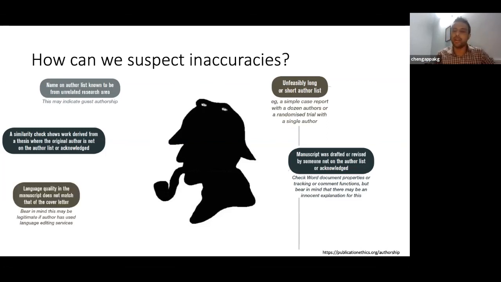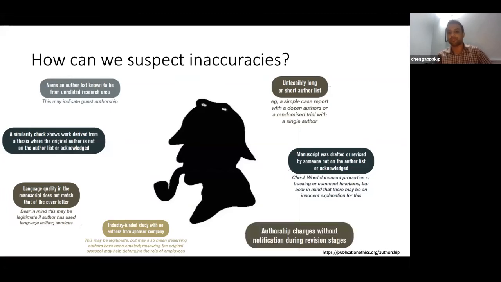Finally, language quality. Suppose you read the covering letter, it sounds very good, but when you read the manuscript, the language is different. Here it's again a red flag stating that there might be a problem. And then there is an industry sponsored trial, but nobody from the industry is featuring in the author list. That again might be a problem. It might be a red flag for inappropriate authorship.